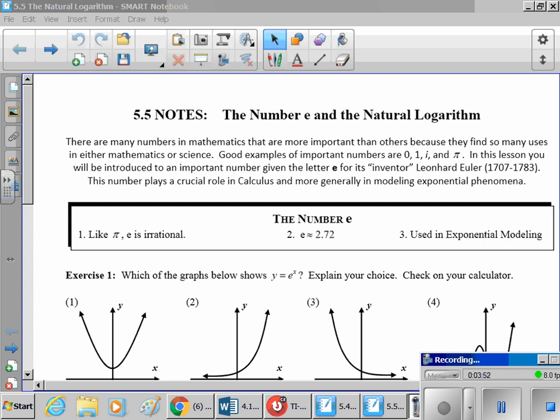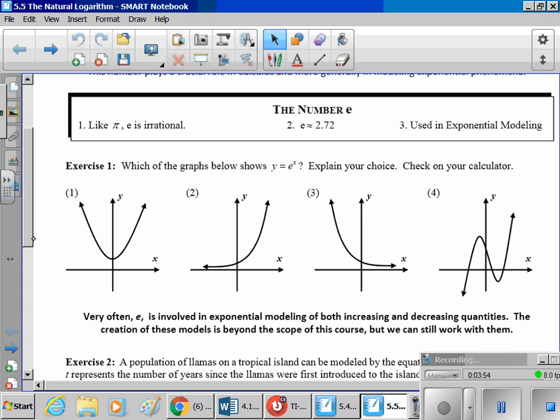All right, so just taking a look at exercise 1, which of the graphs below shows y equals e to the x? Explain your choice and check on your calculator. Well, you can't check on your calculator because I have your calculators here. But explain your choice. So can you tell me what this would look like?